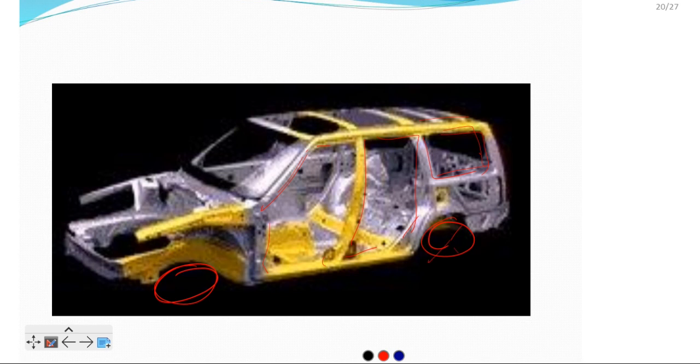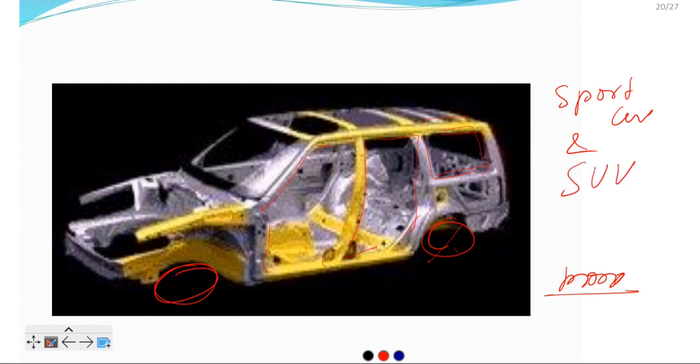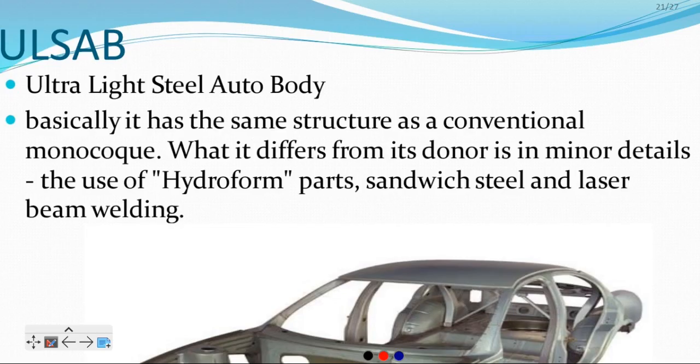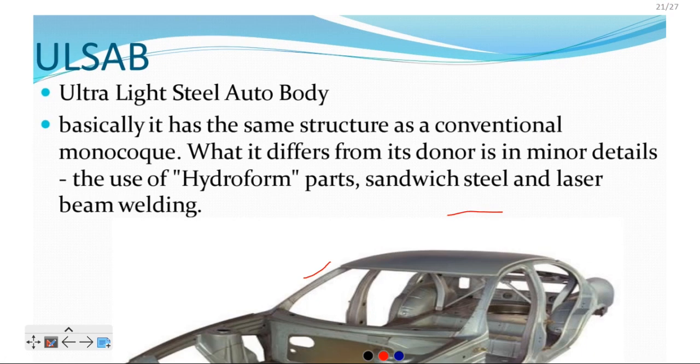So this is again a monocoque frame. Which one is monocoque? That means sport cars and some SUVs are using this particular monocoque frame because it has a lot of advantages. Let's move ahead. Last but not the least, this one is a very important and modern frame.